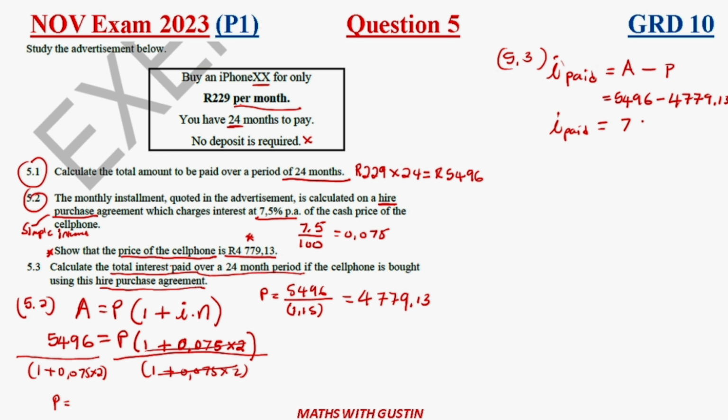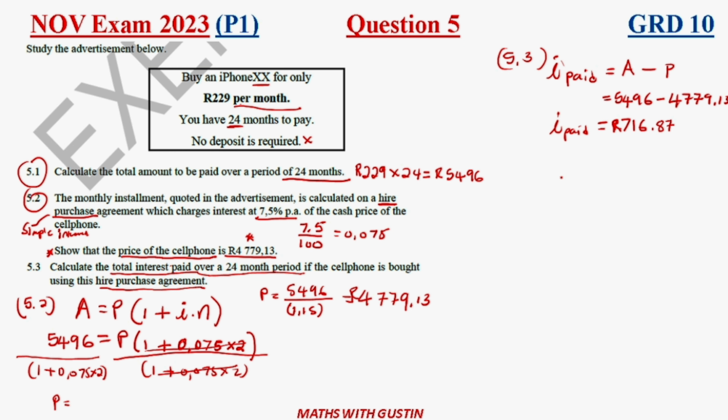We paid an interest of R716.87. Okay, so guys, please don't forget to put the rands on your final answer. We are allowed, when you calculate, not to put the rands, but on the final answer you need to put it to show that this is the unit. So we paid a total amount of R716.87. That is the total interest that we have paid. Right, so I hope you guys are following.